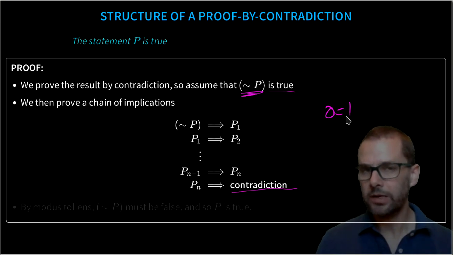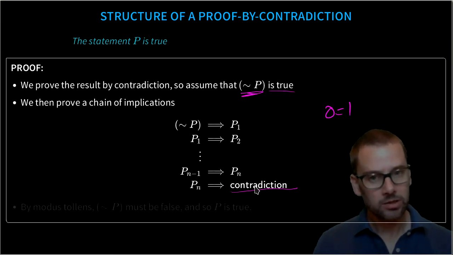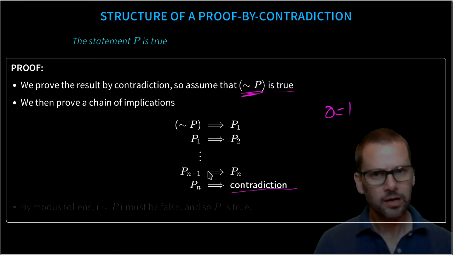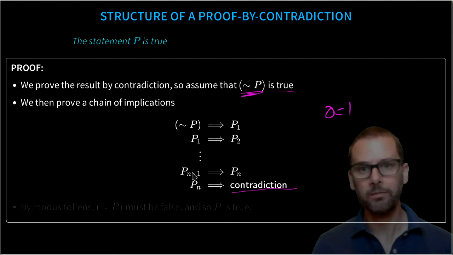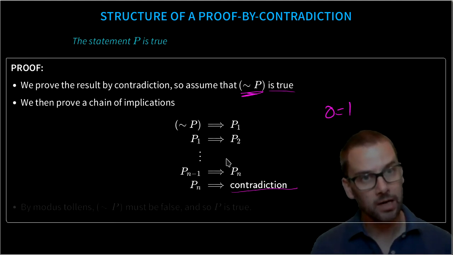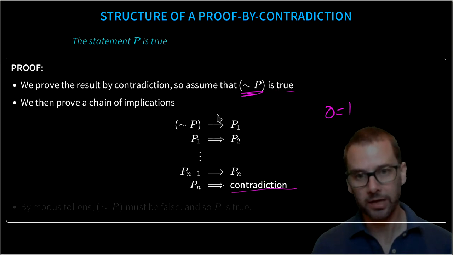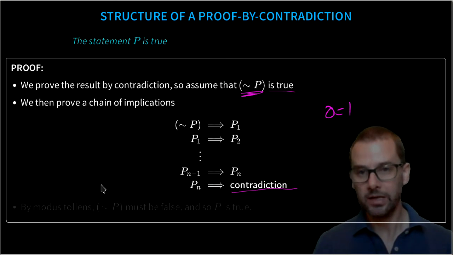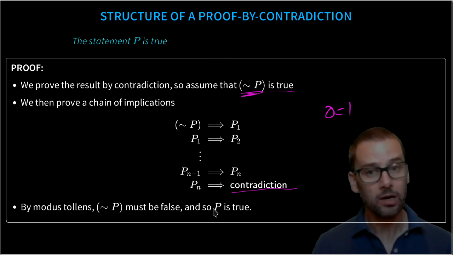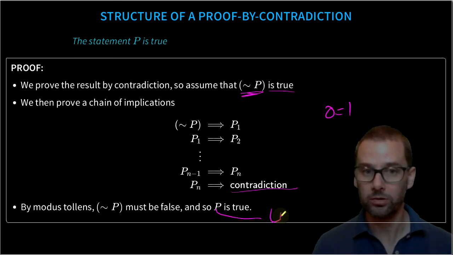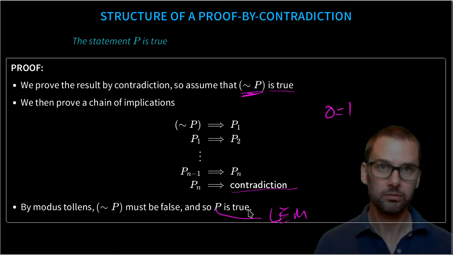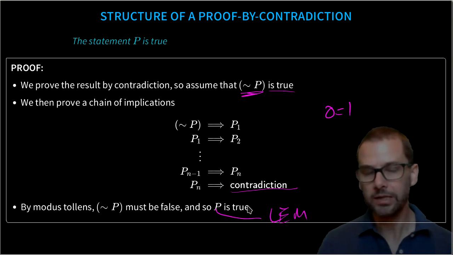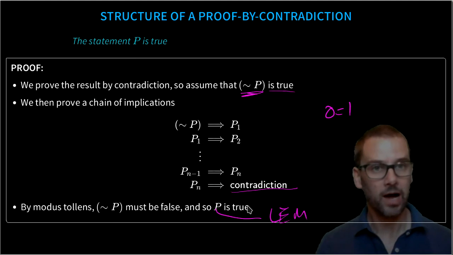Now, this is where we can apply modus tollens. Modus tollens tells us that if this is false, then Pn must be false, because I know that implication is true. So if Pn is false, then I know Pn minus 1 is false, Pn minus 2, Pn minus 3, all the way back up this chain of implications to tell me that P1 is false, and so not P is false. And this is where we need the law of the excluded middle. The law of excluded middle then tells me that if this is false, P must be true. So this is slightly weird when you first see it, but it's an extremely useful, powerful technique.